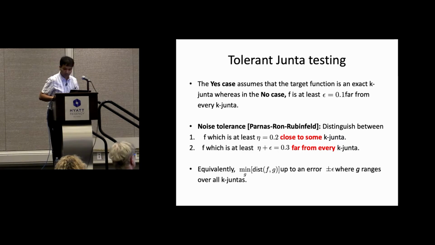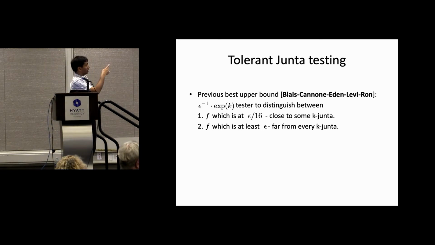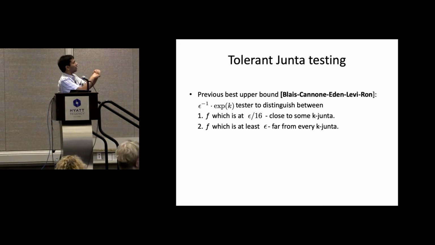This problem has been studied, and the previous best result in this direction is the result of Blais et al., which gives a query tester with complexity exponential in k and polynomial in 1 over epsilon, which can distinguish between functions f which are epsilon over 16 close to some k-Junta versus functions f which are at least epsilon far from every k-Junta. Like all the results I mentioned in the previous slide, the query complexity is independent of the dimension n. So for example, it can distinguish between functions f which are 0.01 close to some k-Junta versus functions which are at least 0.16 far from every k-Junta.